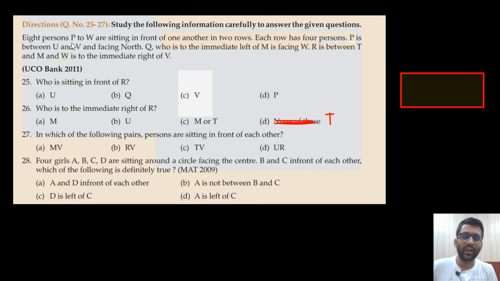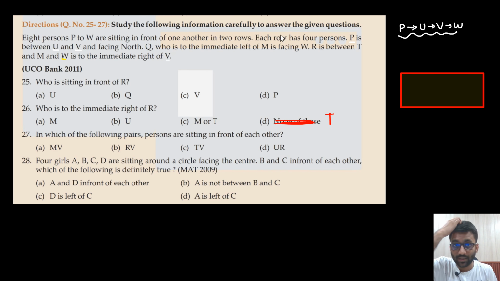P is between U and V. Now, is there any relation of V? So V is immediate right to W. You saw the relation between P, U, V, and here you can see W is the immediate right of V. That means these four guys are in the same row. This I got to know.